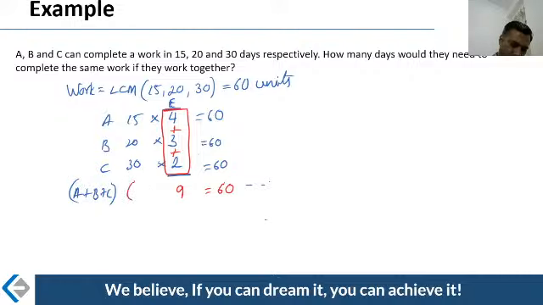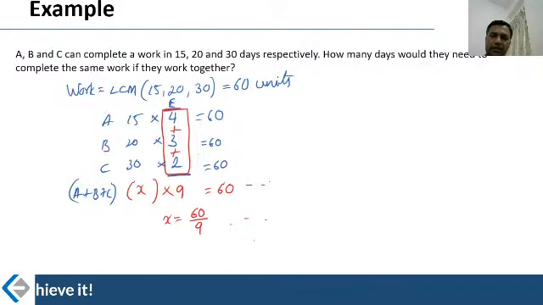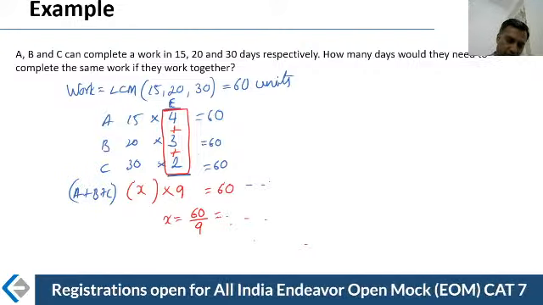Now the question is, how much time do they take together? So X days they took it together. Therefore what is X? X is nothing but 60 divided by 9. We can simplify this. So this is 6 2 by 3 days. That's fine. The answer does not have to be a whole number. You already worked on the project 6 full days and 2/3 of a day.